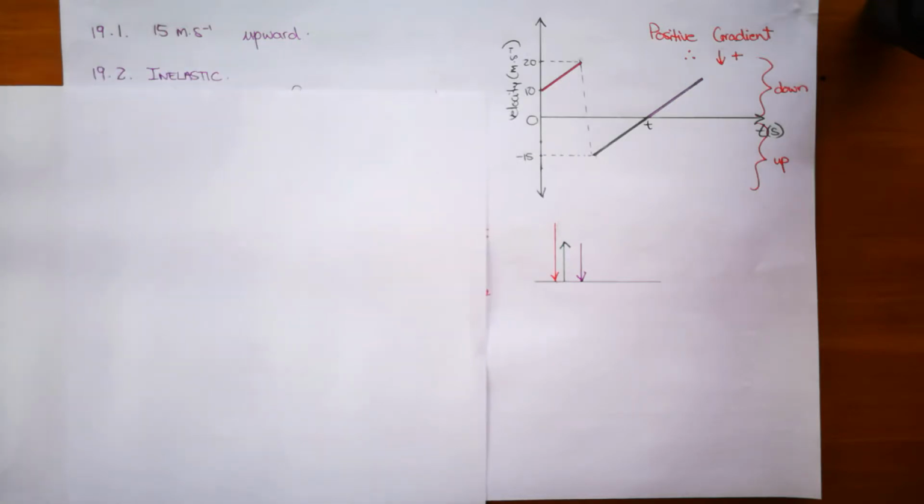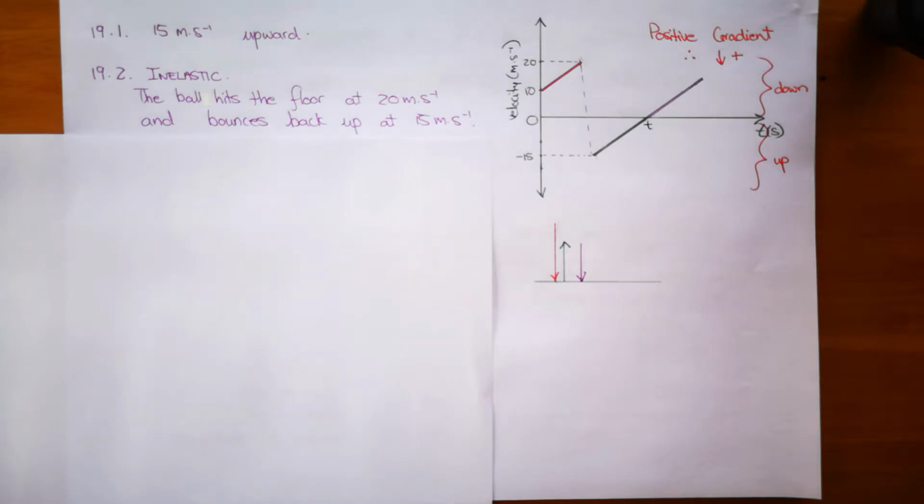Then in 19.2, is the collision of the ball with the floor elastic or inelastic? Refer to the data on the graph to explain the answer. It's an inelastic collision because the ball hits the floor at 20 meters per second and bounces back up again at 15 meters per second. So kinetic energy is lost in this collision with the floor.